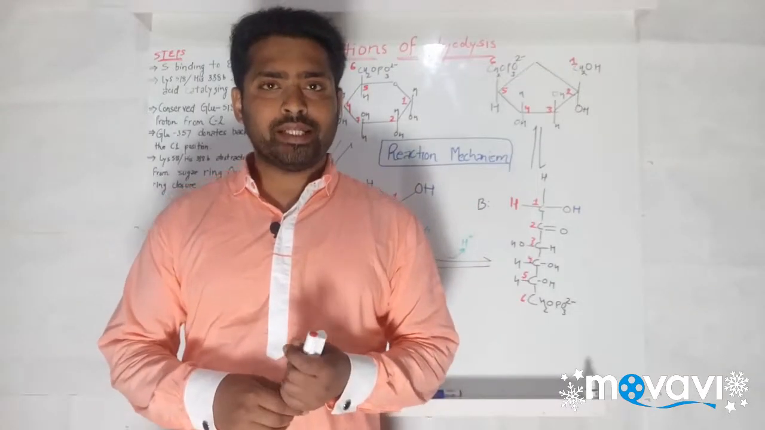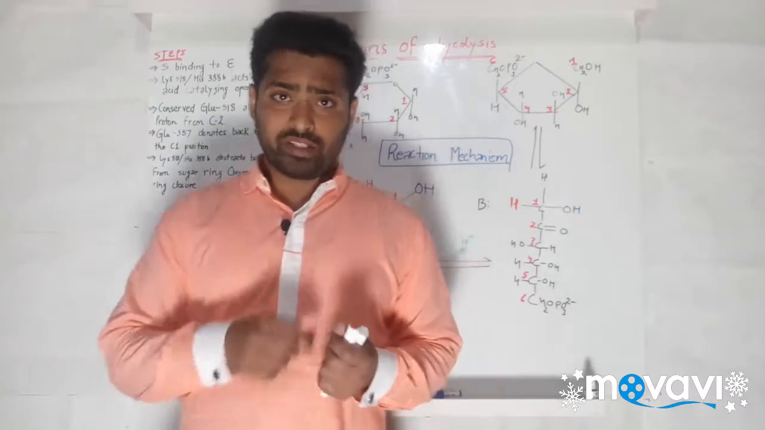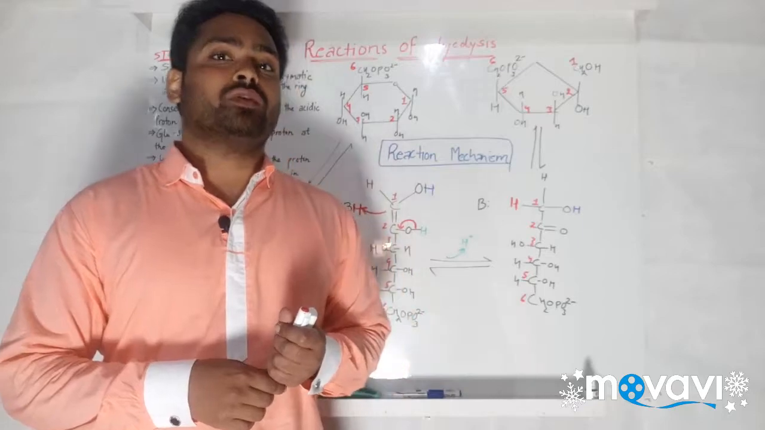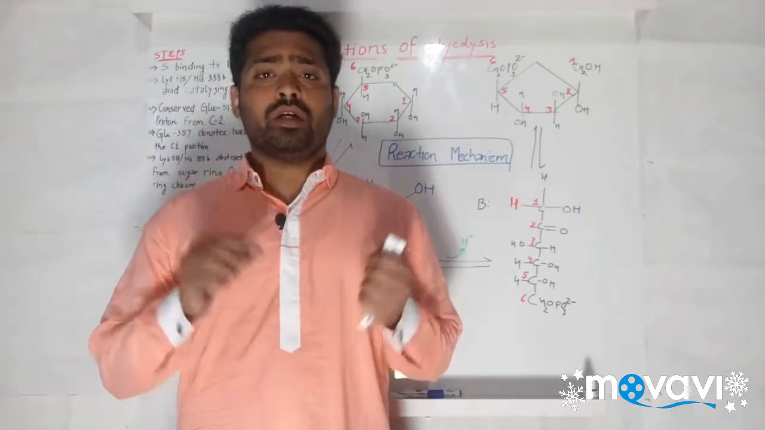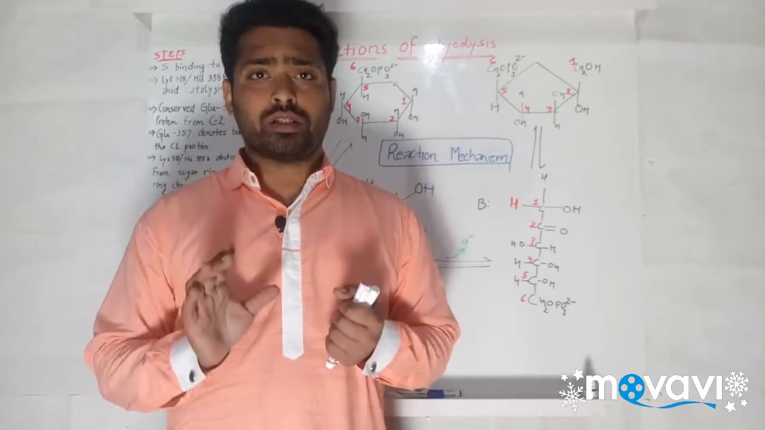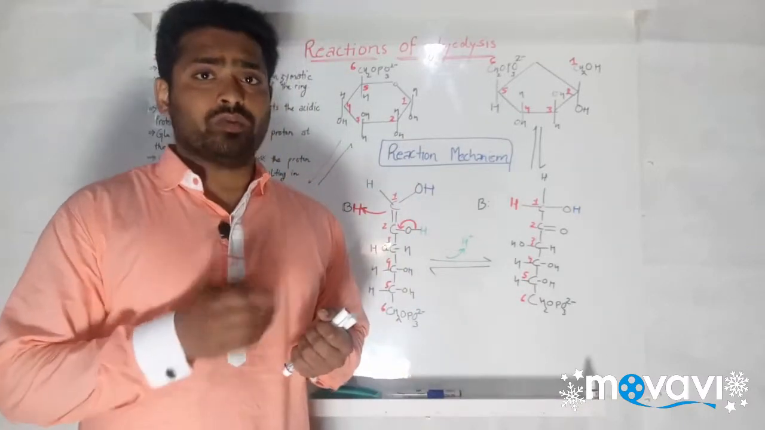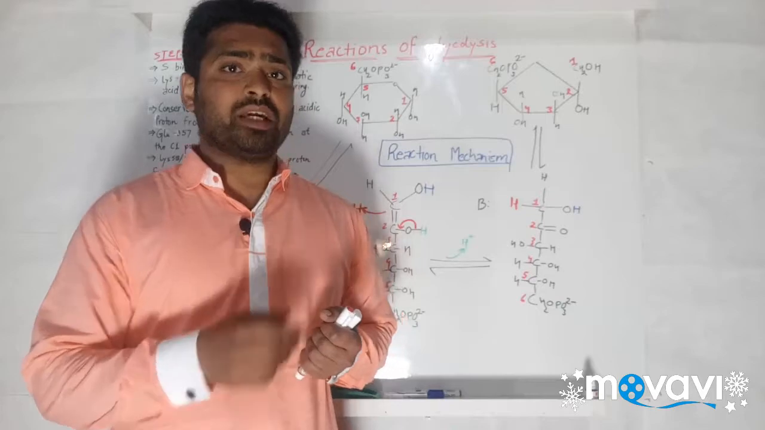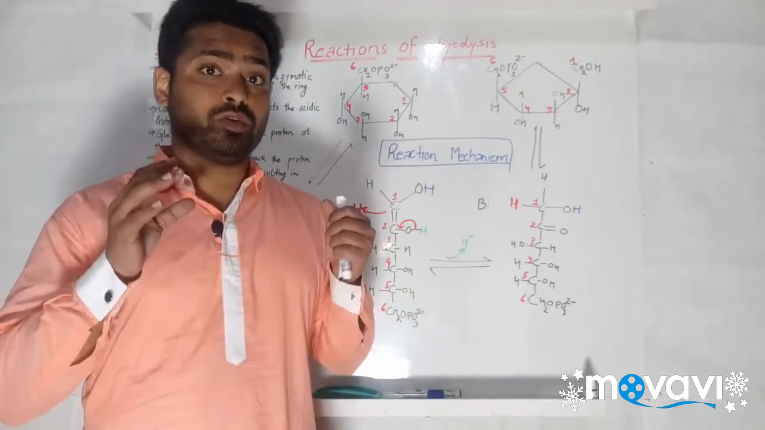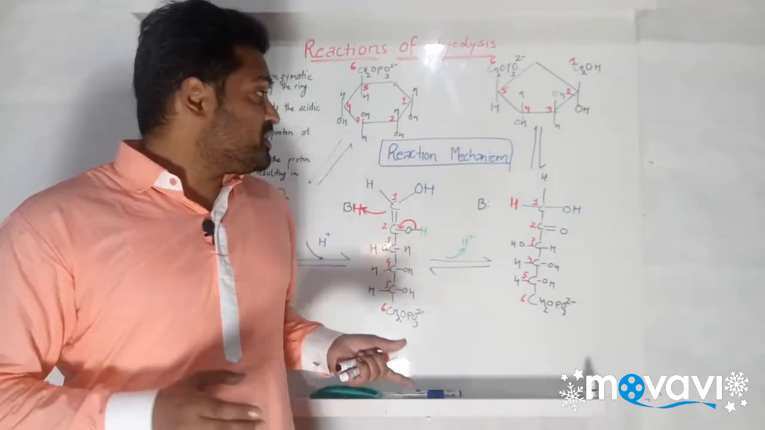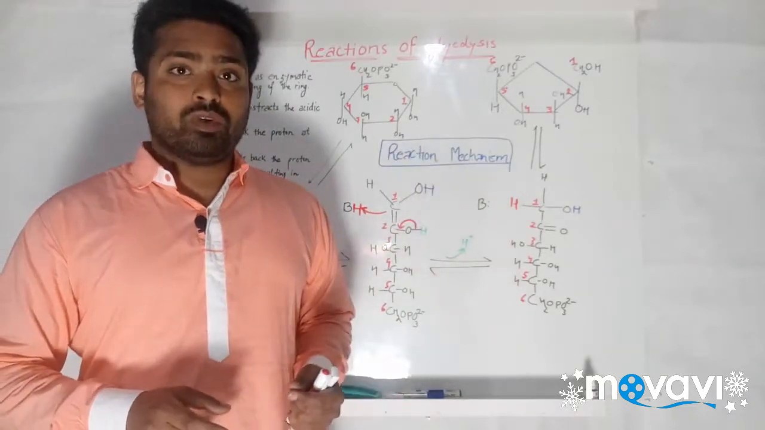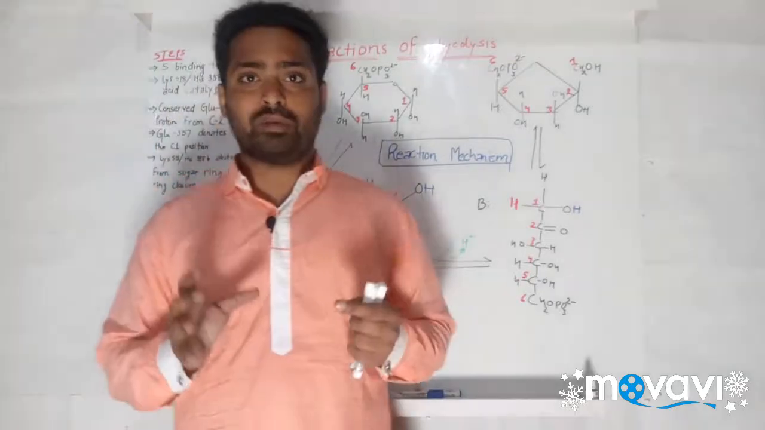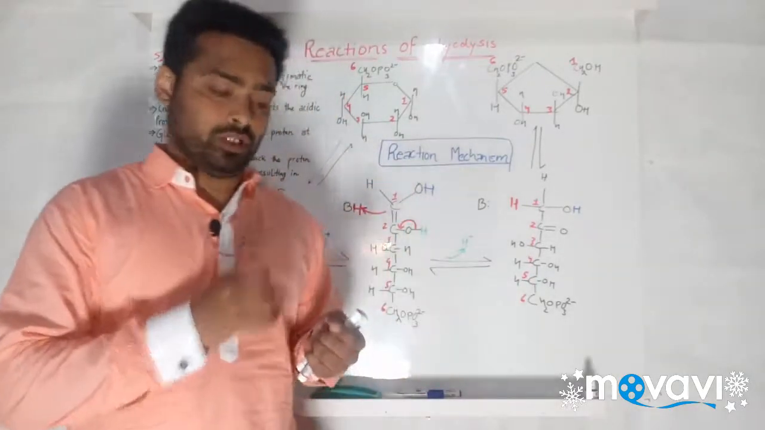Now we are going to study the reaction mechanism of the second reaction, that is the conversion of glucose 6-phosphate to fructose 6-phosphate. Although nobody is going to ask the detail of this mechanism in your exams, you must understand the basic chemistry behind this, so that you are able to understand the meaning of these structures and grasp the concepts.